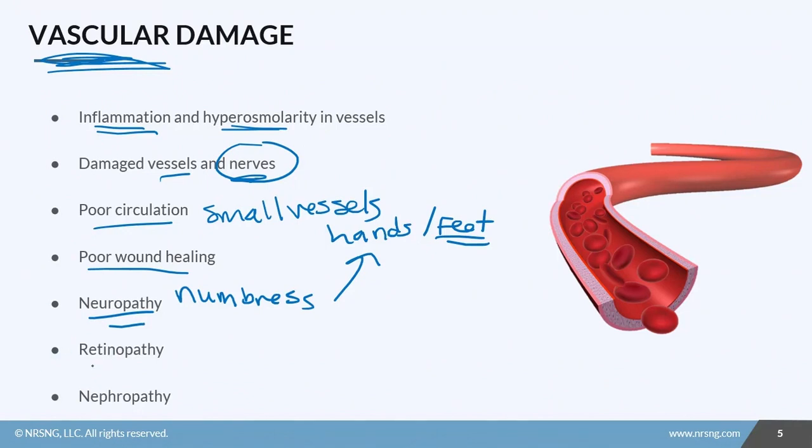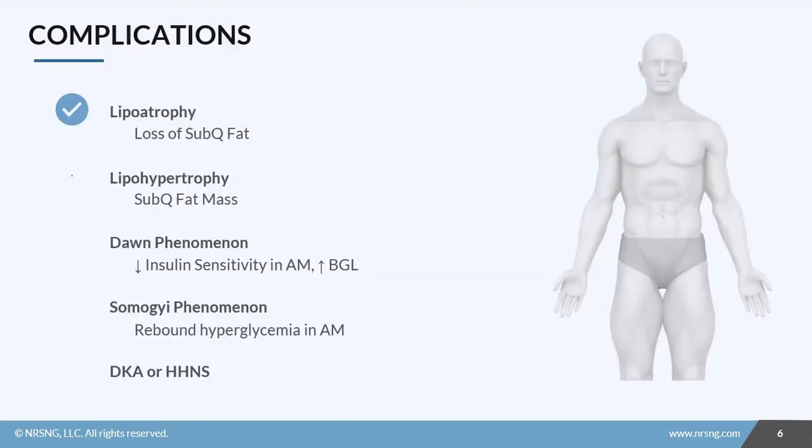Now, we'll also see retinopathy, again, small vessels in the eyes, and then nephropathy, which is the kidneys. So patients will have blurry vision, and then they may end up having trouble with their kidneys later in life. Ultimately, all patients with diabetes are at risk for chronic kidney disease if their sugars aren't well controlled.